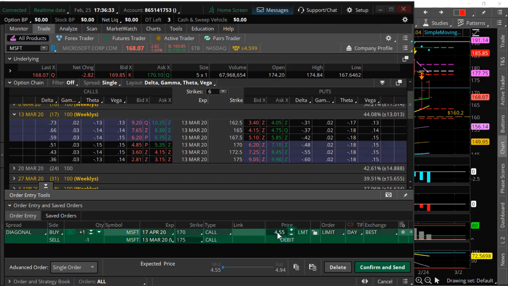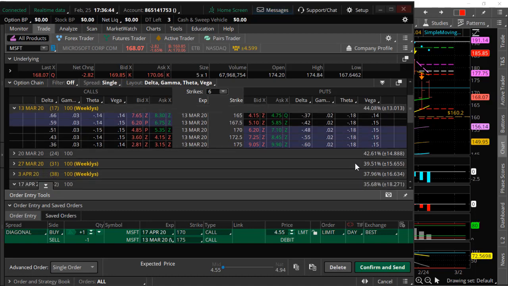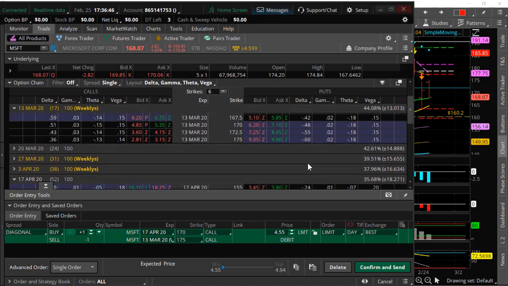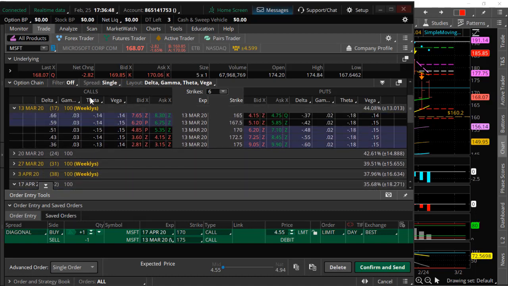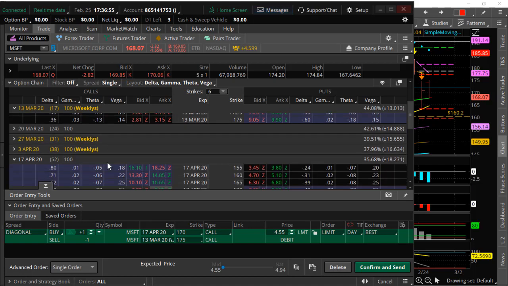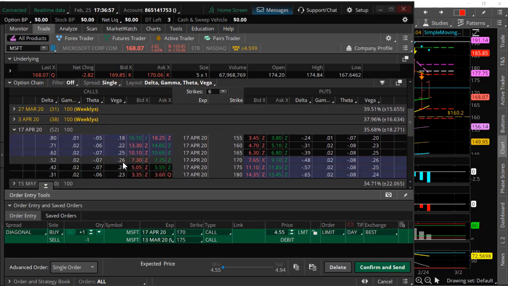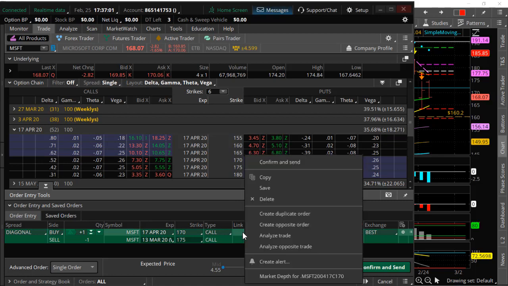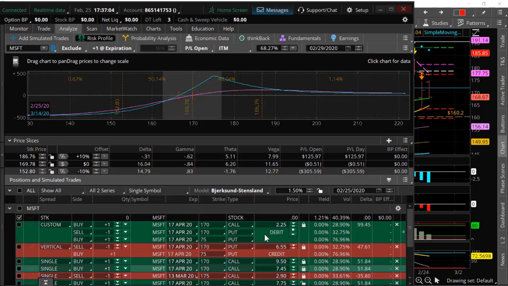We could do this spread for $4.55. That's the max debit paid. And you can see the implied volatility is higher, 44%, so we get the benefit of selling volatility versus the lower implied volatility back here of 35. And then we also get the benefit of theta decay from being short this strike, the 175. You can see it's a theta of 13 cents a day versus the long-dated 170 back here at a theta of 7.